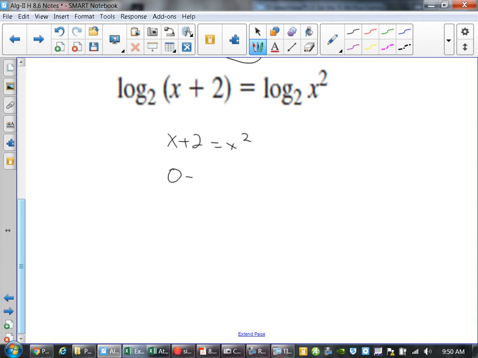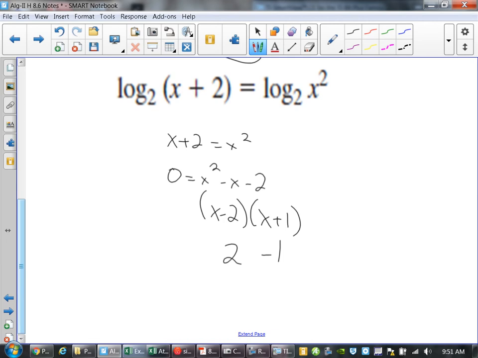So you're going to get 0 is x squared minus x minus 2. What times what is negative 2? Factor that. Negative 2 and 1. So we have two solutions here, 2 and negative 1. So you need to check them to see if they both work.